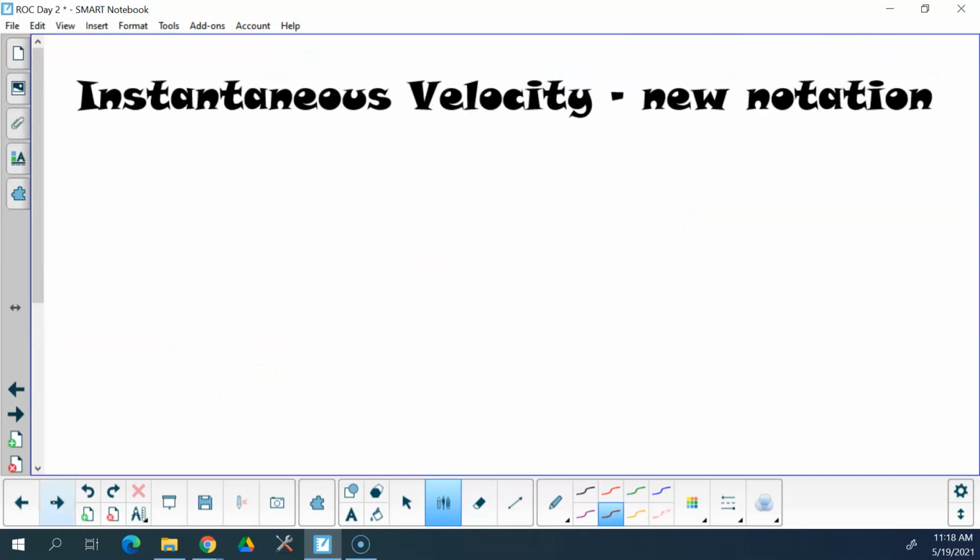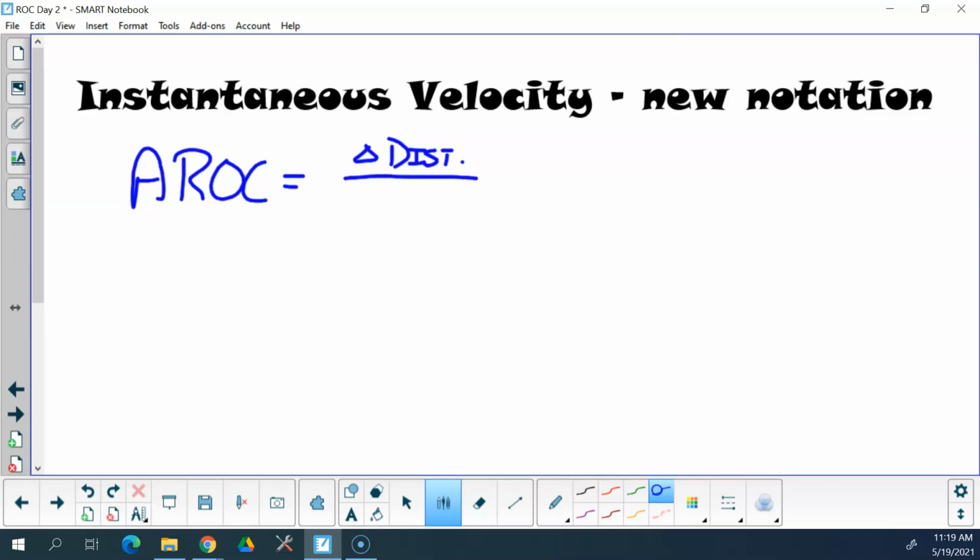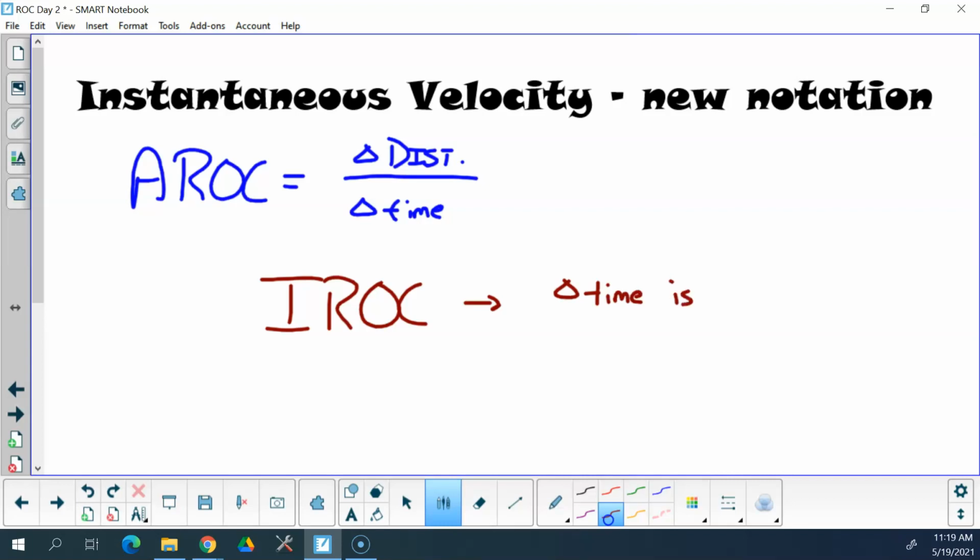Okay. And so this IROC that we're talking about here has a little bit of new notation to it. Our AROC from yesterday, we said was the change in distance over the change in time. IROC, what we're saying here now, is where our change in time is zero. The instantaneous change in time. So that gap is zero.